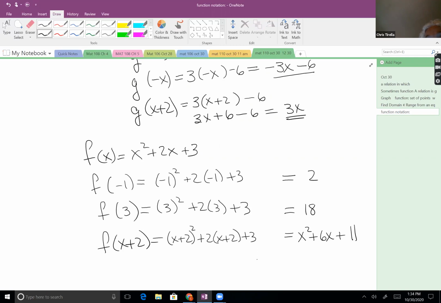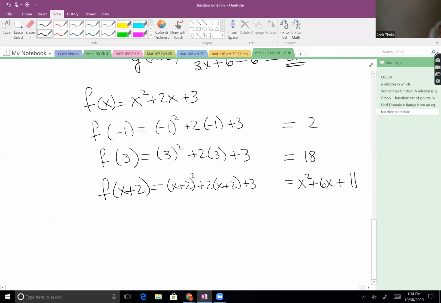Not hearing any concerns. Then I'd like to go back and look at those graphs from the book again and look at the idea of finding function values from a graph.